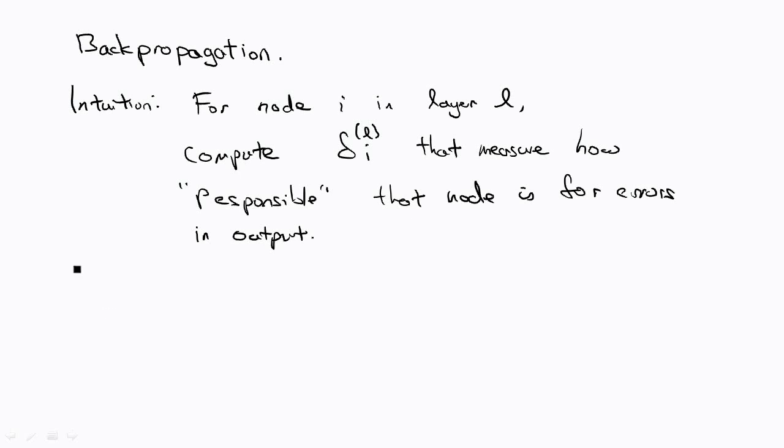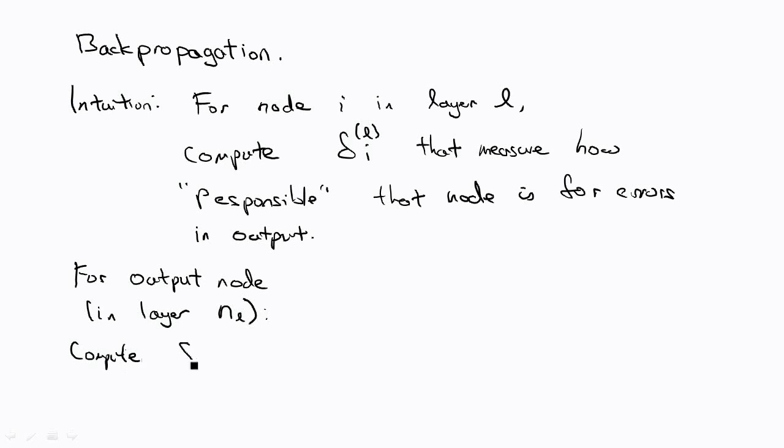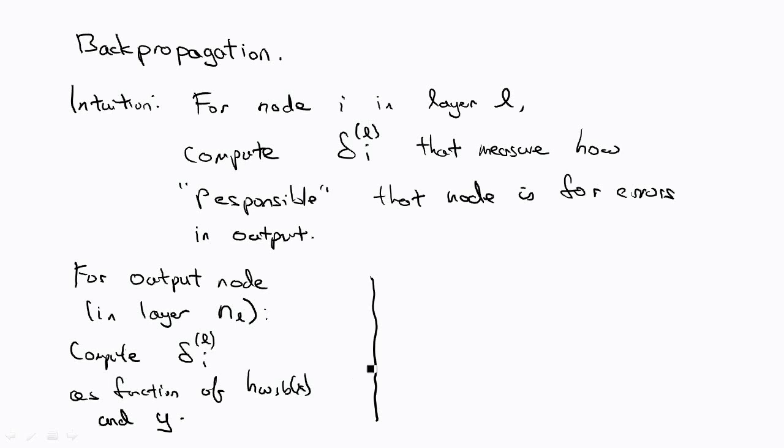In order to compute these responsibility terms, these delta terms, there's sort of two cases. For an output node, I'm going to use n subscript L to denote the number of layers in my network, so n subscript L is my final layer, which is my output layer. For an output node, I'm going to compute my responsibility term as a function of the output and the target value. For an output node, meaning a node in the rightmost, final layer, I actually get to observe what the correct value y should be. And so I'm going to compute delta essentially as a function of how large my error is in predicting y.